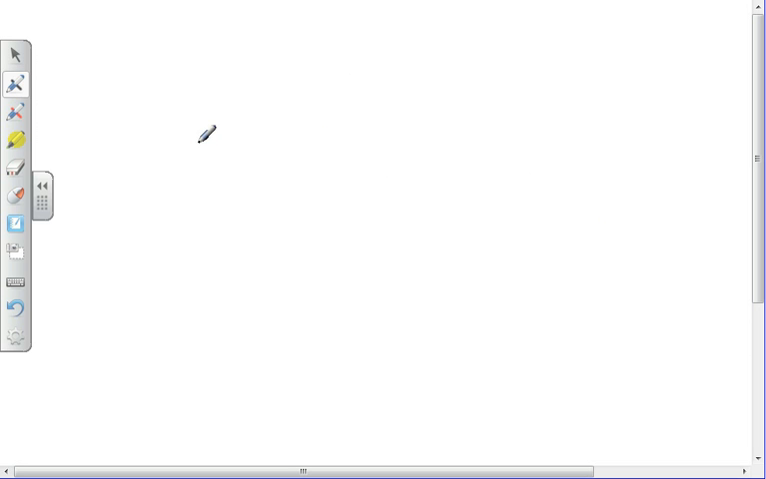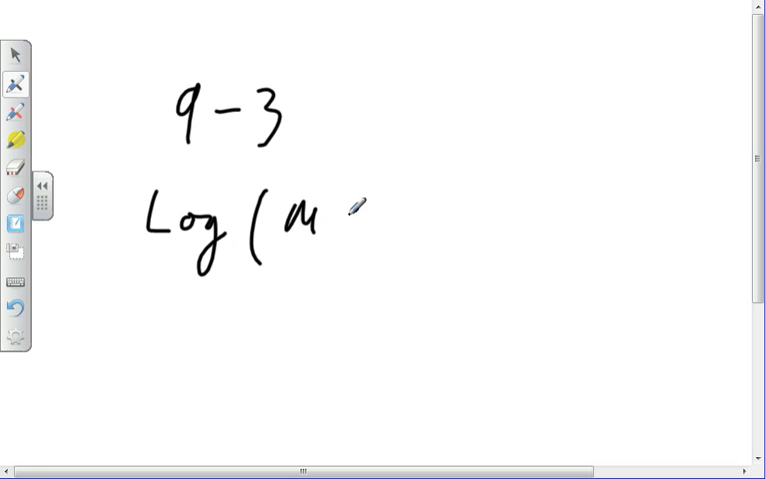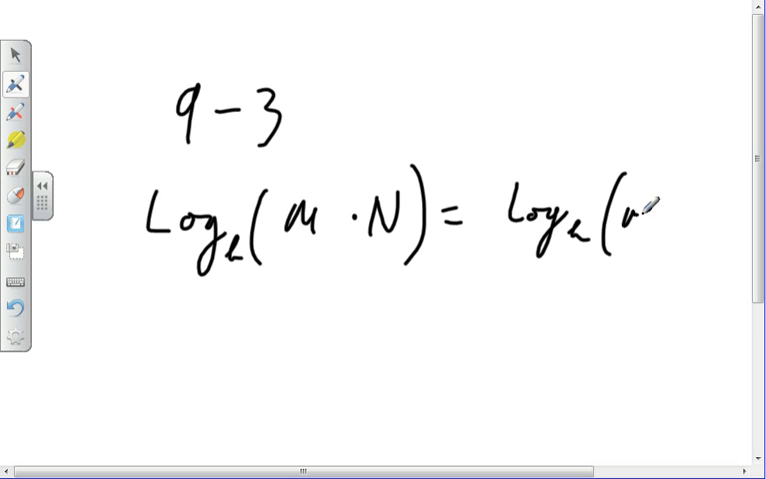Okay, this is the Tech Math 3 Pre-Calculus Combined class. We're in section 9-3, and we have some rules. The first rule says, if I have the log of m times n, and it doesn't matter what the base is, that's the same as log base b of m plus the log base b of n.